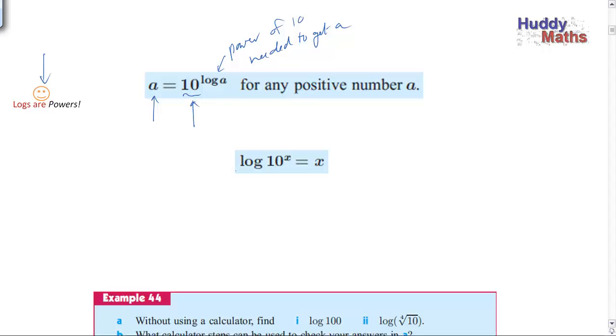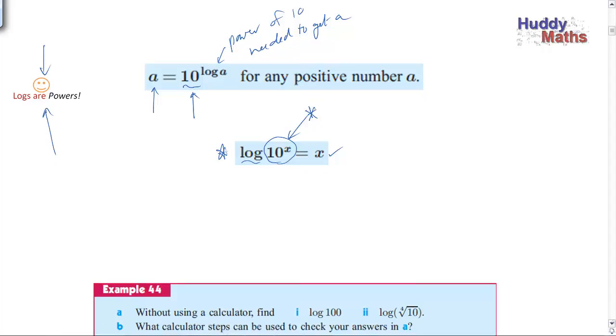Or what's another way of looking at that definition? That the log of a number is the power of the base. If you're finding the log of a number here, here's the number, 10 to the x, you're trying to find a power of 10. Well, hang on, it's already written as a power of 10. So the answer is x, because the log of a number is the power you raise the base to. Here we've already got the number written as a power of the base, so the log is just that power. Remember, logs are powers.